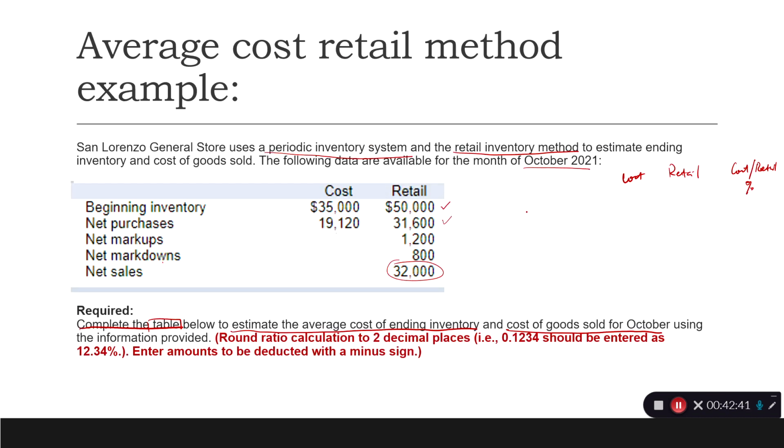This uses beginning inventory plus net purchases. You will want to include all the markups and markdowns, adding markups and subtracting markdowns, because this is not the conventional method. In the conventional method, you leave markdowns outside, but this is average cost, so that means it's okay. Then you can come up with the goods available for sale.